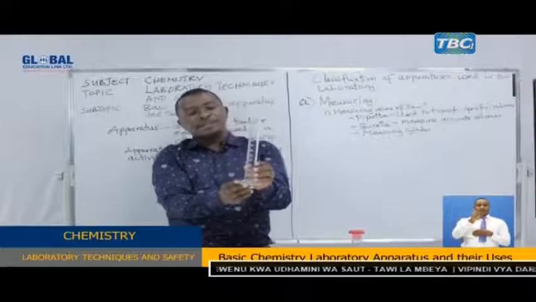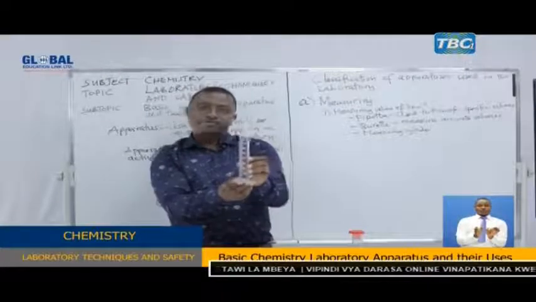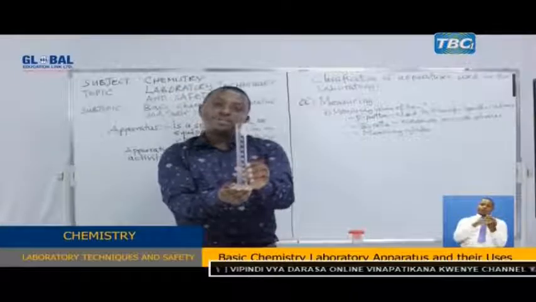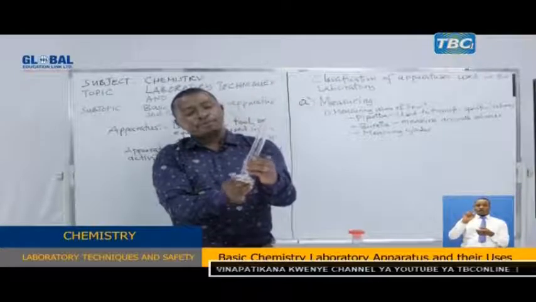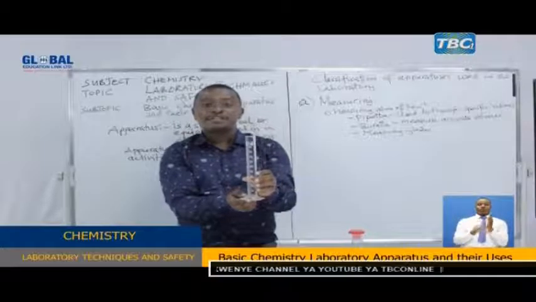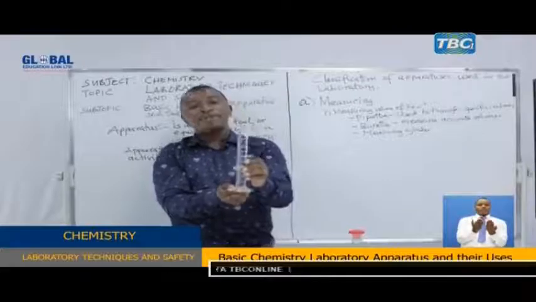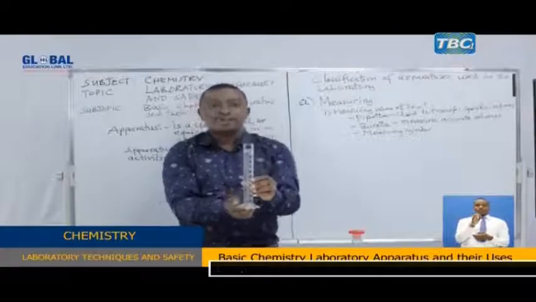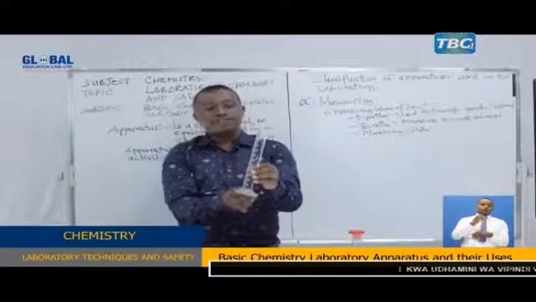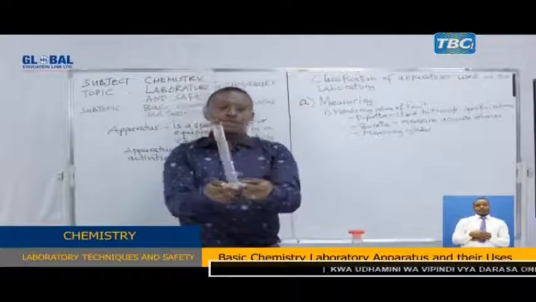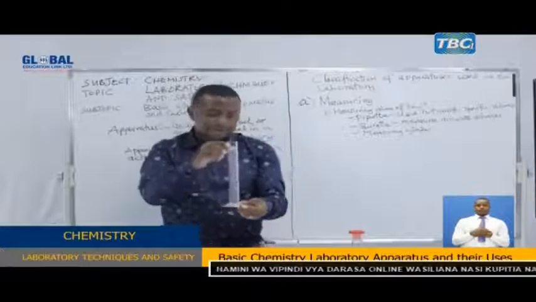This one also measures specific volumes and accurate volumes, and it is much used in the laboratory. It can be of 10 cubic centimeters, 20, 50, 100, 500, even 1,000 cubic centimeters. So they have different sizes. And this one is made of glass, so it's a glassware apparatus.